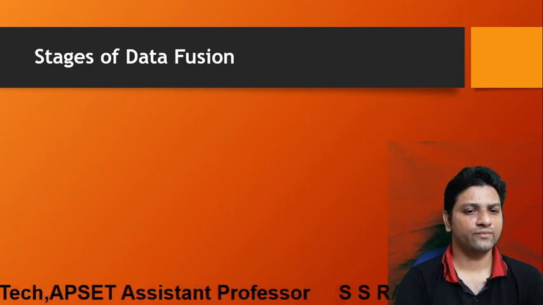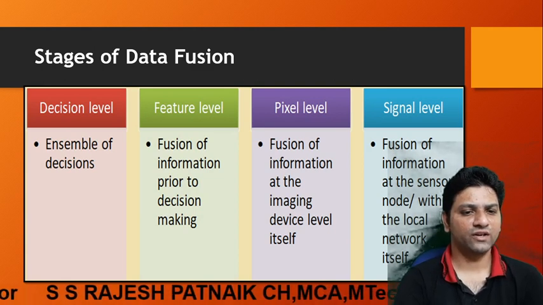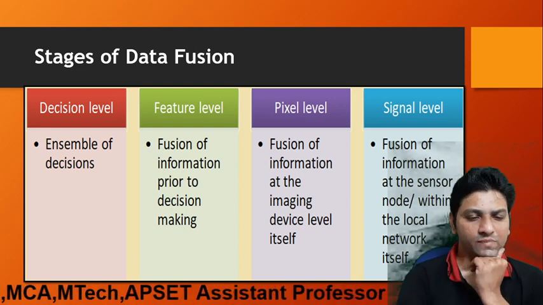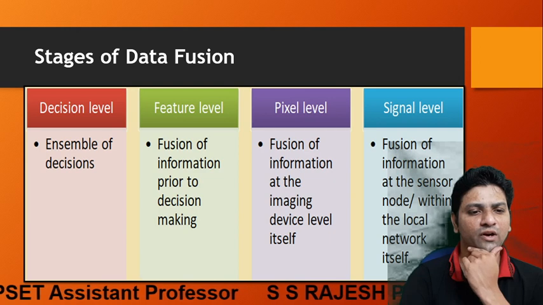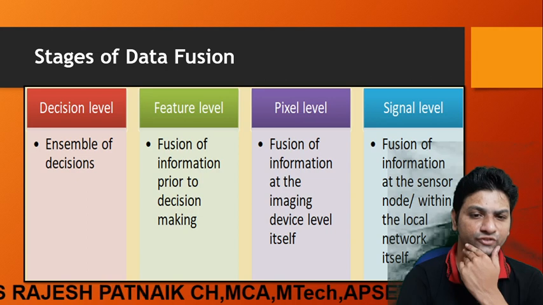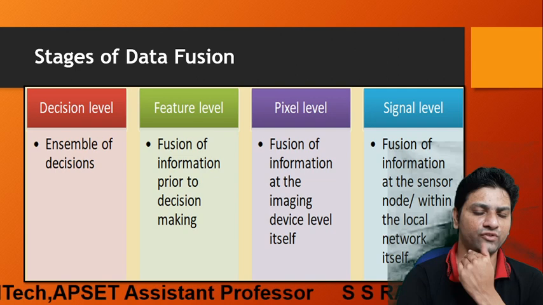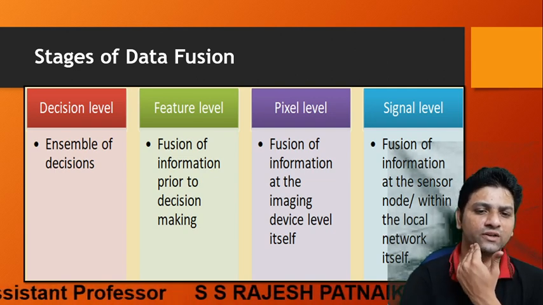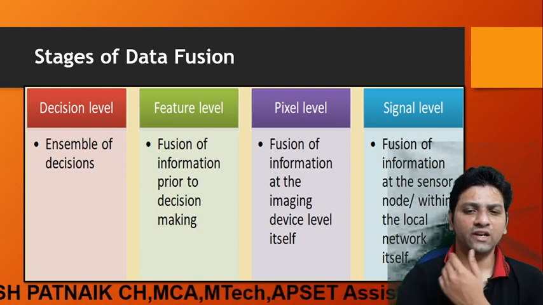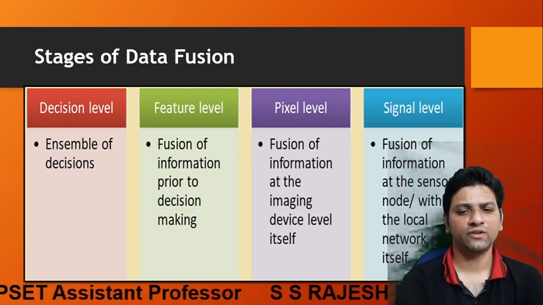Stages of data fusion. The stages are decision level, an ensemble of decisions; feature level, fusion of important features prior to decision making. So based on the decision making, proper information must be stored. Pixel level, that means fusion of information at the image device level itself. Signal level, that means fusion of information at the sensor node within the local network itself.